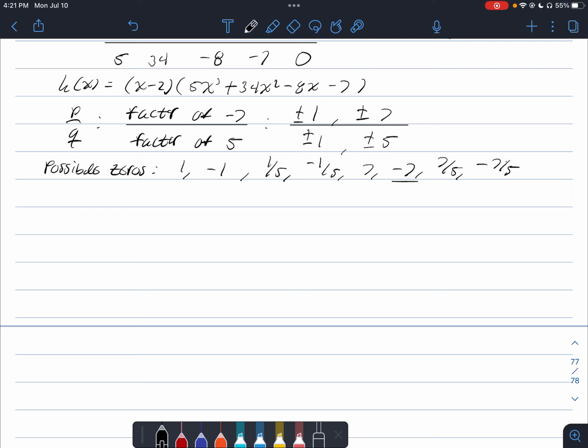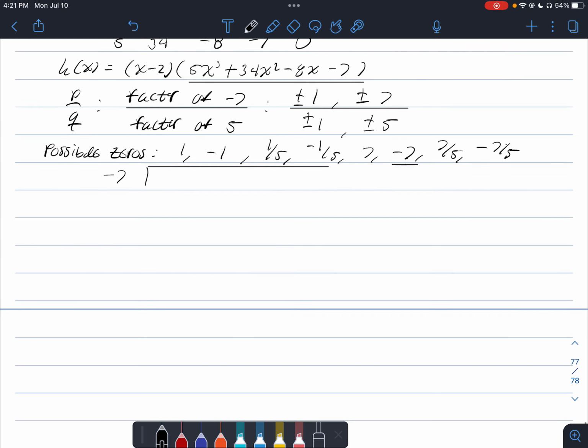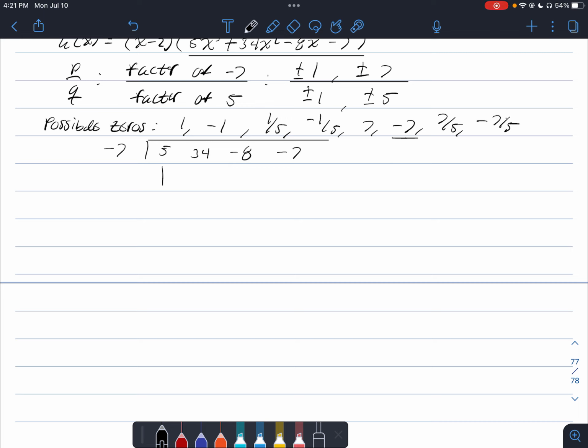Okay, so we'll have -7, and now we're going to put the coefficients of this polynomial here in here for this one. So we'll have 5, we'll have 34, we'll have -8, we'll have -7. So now we go ahead and bring down the 5.